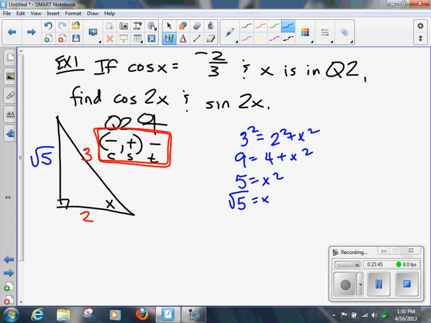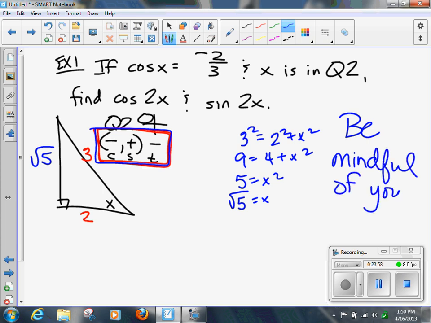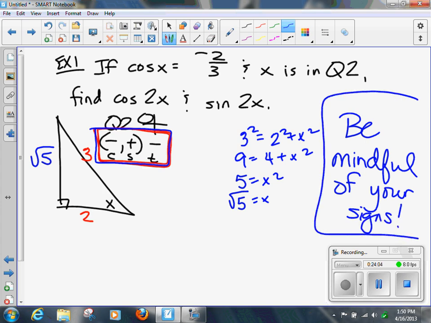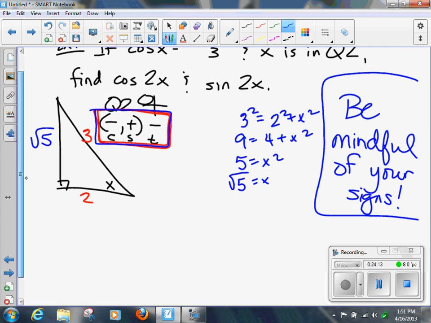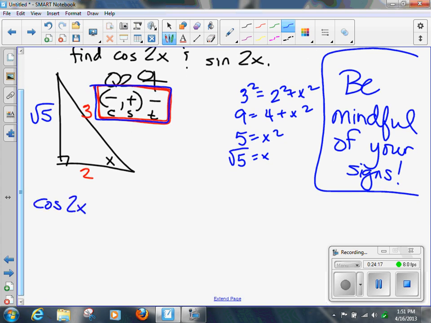You better be mindful of your signs. I'm not going to baby you. I'm not going to make you do something that you ought to be able to gather from a picture. That's why we draw the picture. Let's use the picture, okay? So we got to find cosine of 2x. Write the formula. Cosine of the double angle is cosine squared minus sine squared. Be careful of your signs. This is the part that will bite you if you're not careful.